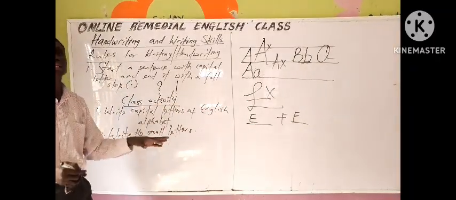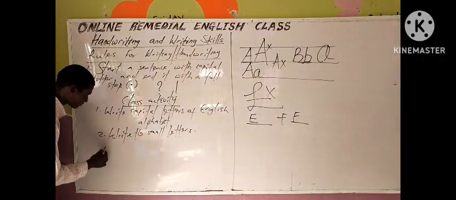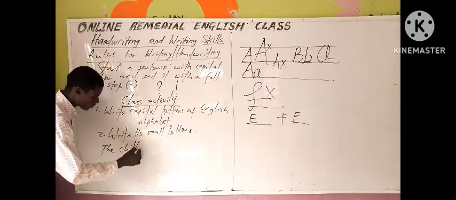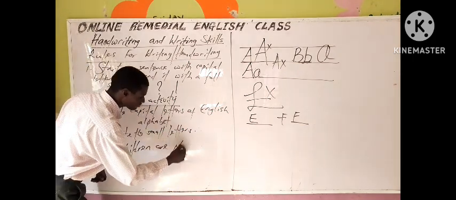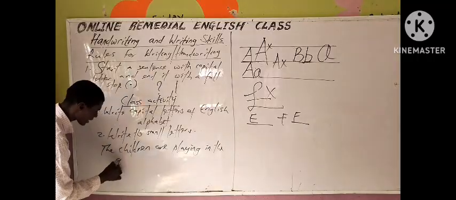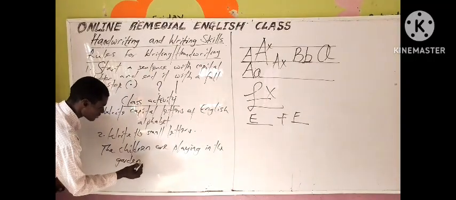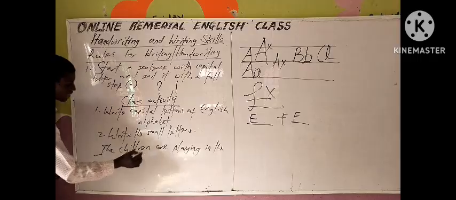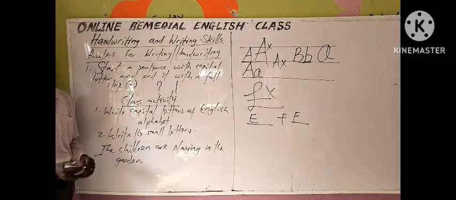The children are playing in the garden. The children are playing in the garden. Full stop, capital letter, full stop. Ensure it is like this.